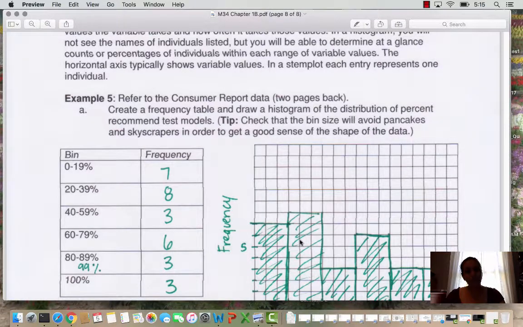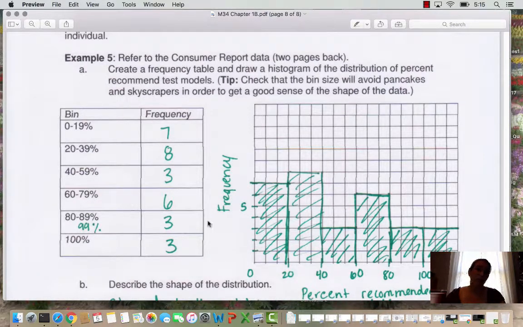So the first thing we do here in example 5 is create a frequency table for the distribution of percent of recommended test models. So I went ahead and broke up the bins by percentages. To go all the way up to 100%, the bins go from 0 to 19%, 20 to 39%. So we're counting by 20s. This is a typo here. It should say 80 to 99%. And then I wanted 100% in a bin by itself.